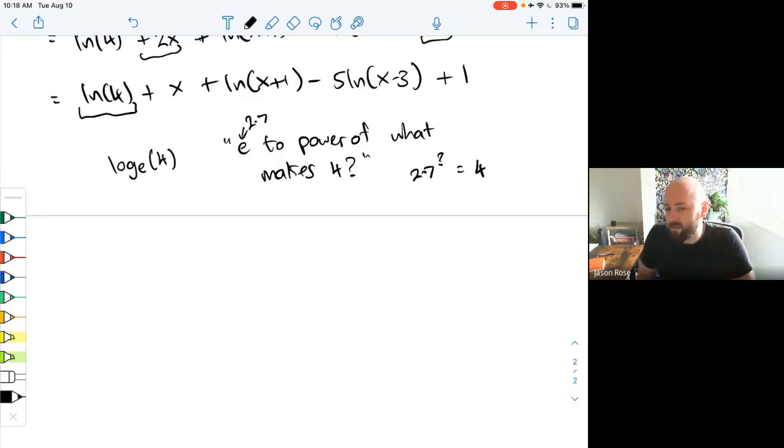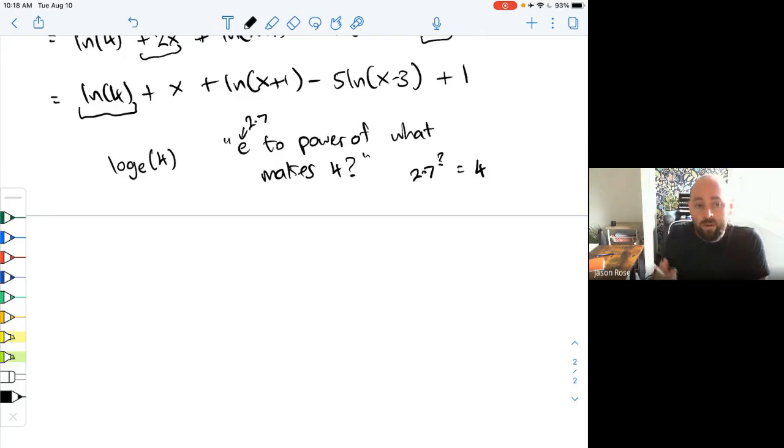Well, 2.7 is close to 3. 3 squared is 9. So making that 2.7 a little bit smaller, it's hard to know exactly. I would guess it's a number between 1 and 2. I'd probably guess it's like 1.5 maybe, or 1.4. I don't know. I can't do that in my head.